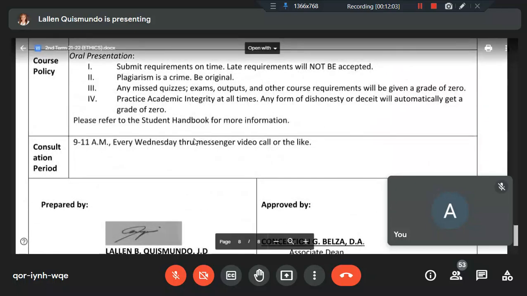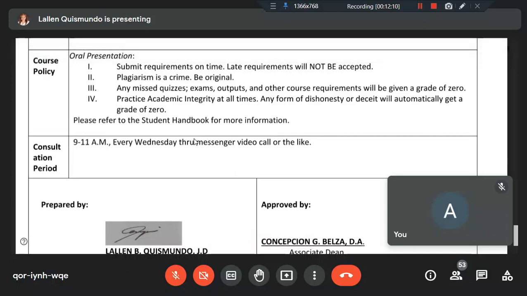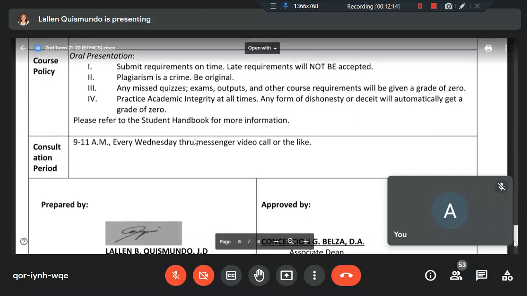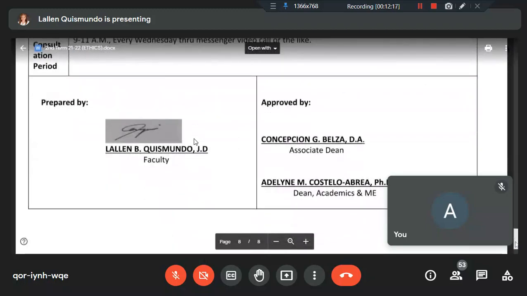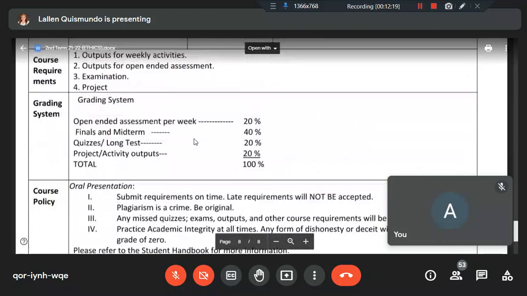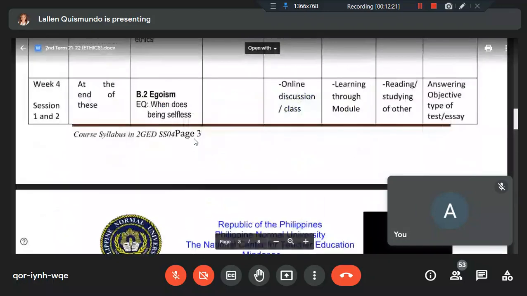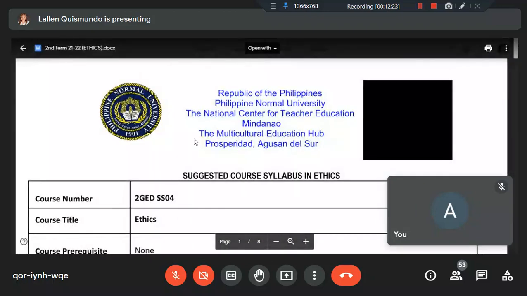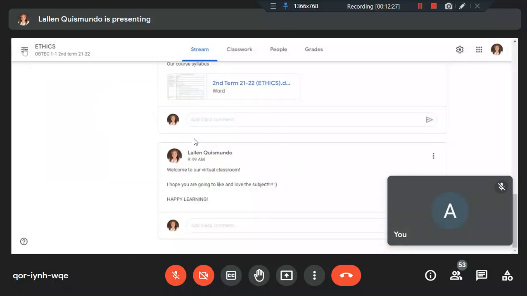We have a consultation period here, 9 to 11 every Wednesday through Messenger, video call, or the like, if you want. But anyway, anytime you can chat or text me if you have concerns, if you want to share something, or if you just want someone to talk to, as long as I am available. Okay, that is our syllabus. Do you have any questions or clarifications, guys?